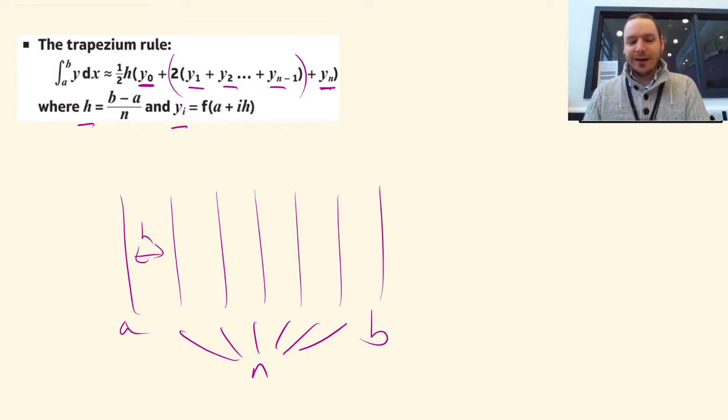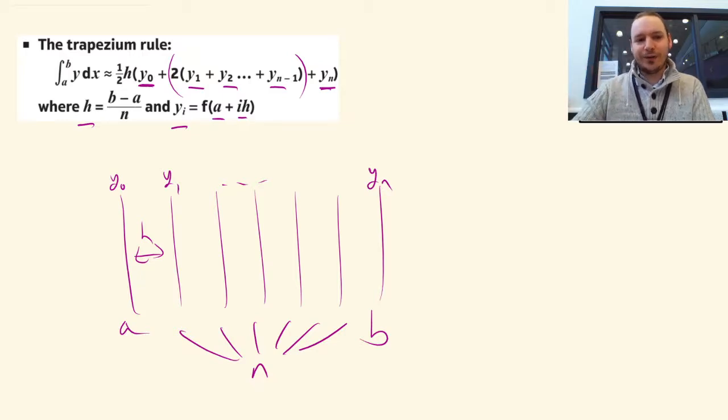And yi equals my function of a plus ih. Again, that is a silly, complicated way of saying yi is the y value at each of these positions. You don't need to worry too much about this slightly odd way of writing that. It's just saying it's the function of a plus a little bit more depending on which strip you're working on. So you just need to remember, it's the y values.